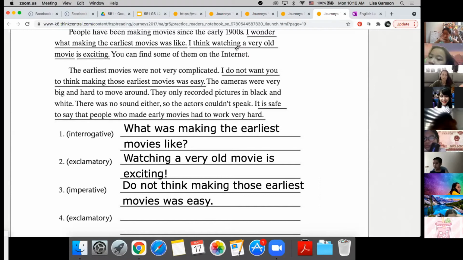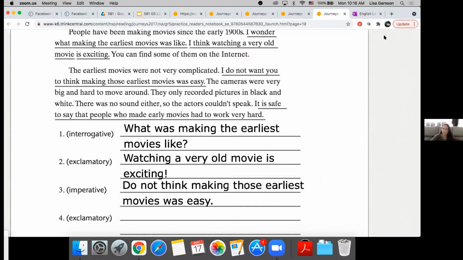It is safe to say that people who made early movies had to work very hard. So, Ming, can you change this to an exclamatory sentence, please? Making these early movies was very hard.